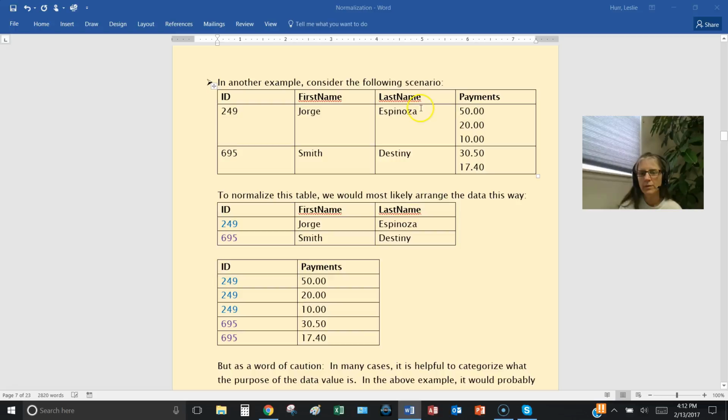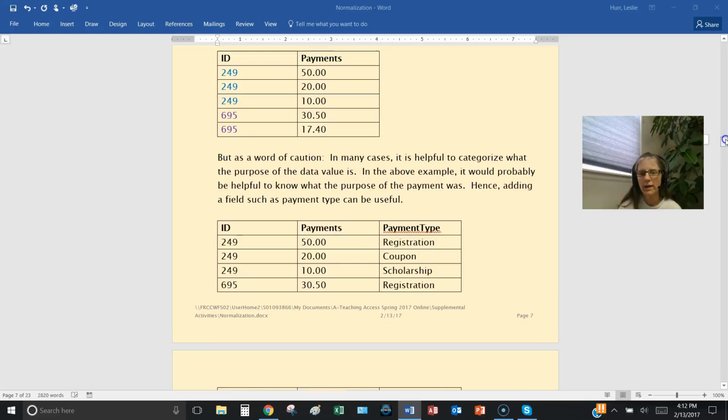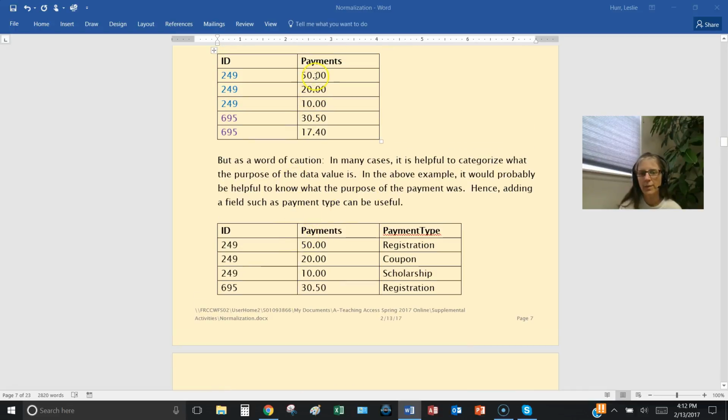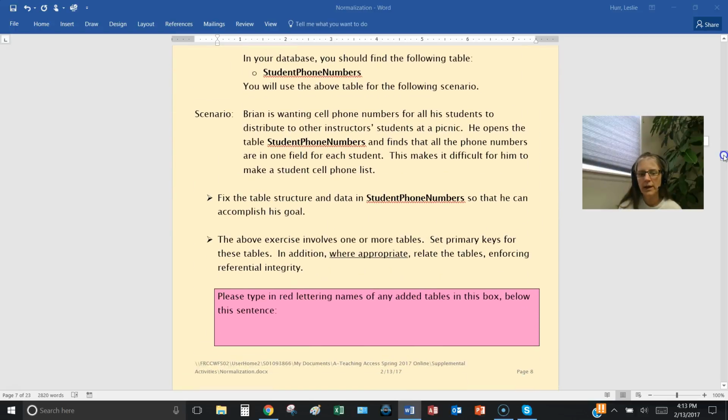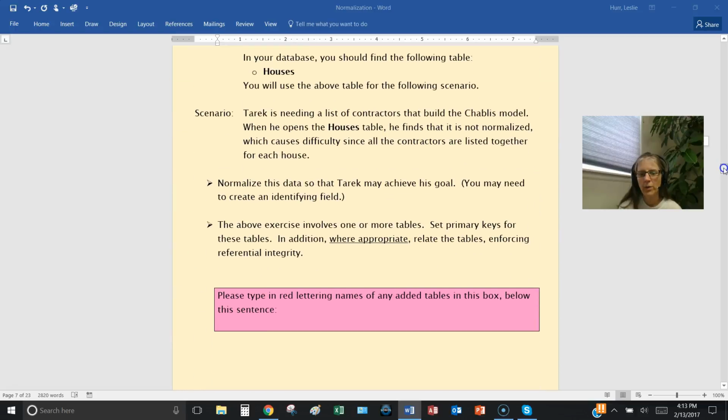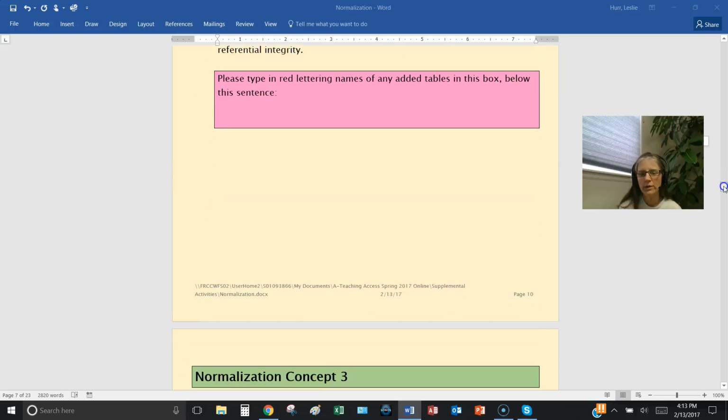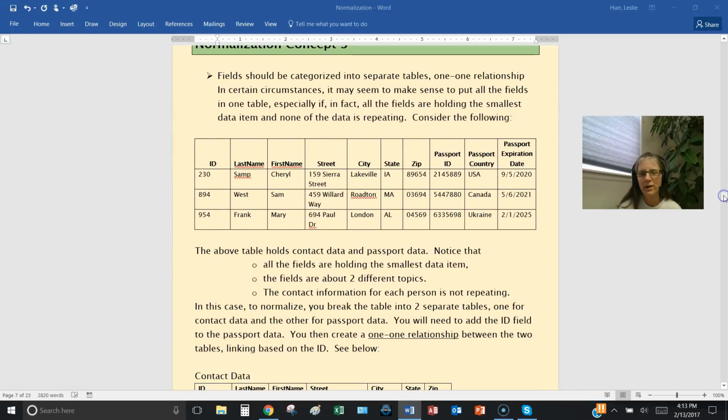Here's another example where we have payments. We break it down so that we have the ID and the name, and then we have an ID and the payments. And one of the things that I mentioned here is that it is a good idea when you're breaking up the payments to know, well, what was the payment for? And so I added payment type here so you would understand that. Okay. All right, so here is an exercise you can do, and another one you can do, and another one you can do. All right, going on to another topic.